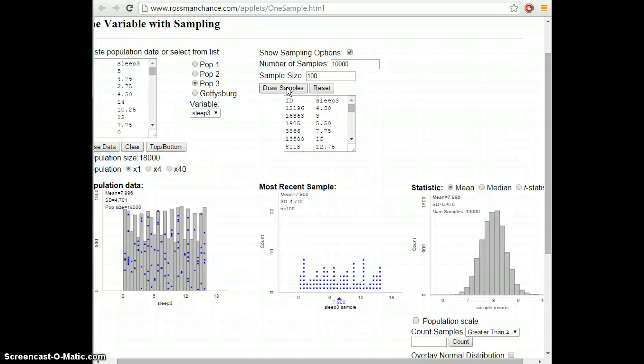Now we have sample size 100. So we do indeed have the bell-shaped curve. In fact, we can put this normal distribution over that to see that it's a very nice bell-shaped curve. The mean is 8. Standard deviation is 0.47, exactly what we were hoping for here.